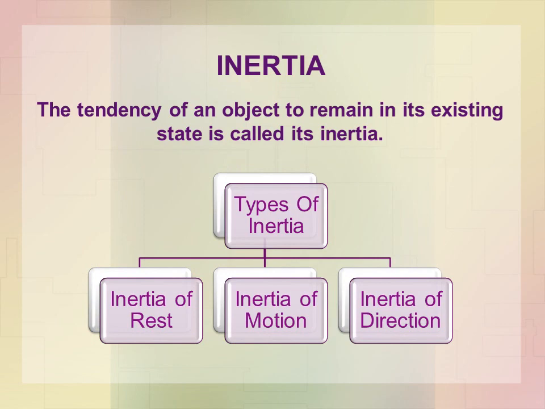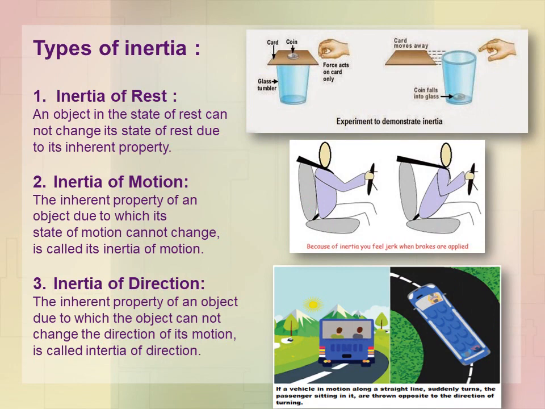Inertia. The tendency of an object to remain in its existing state is called its inertia. Types of inertia: inertia of rest, inertia of motion, inertia of direction. First, inertia of rest.